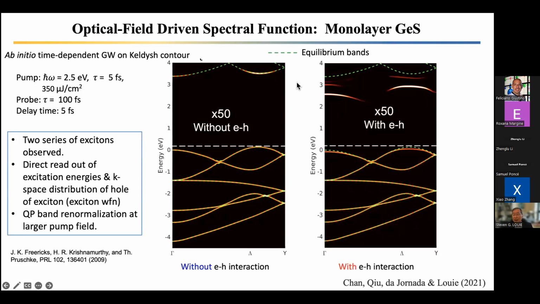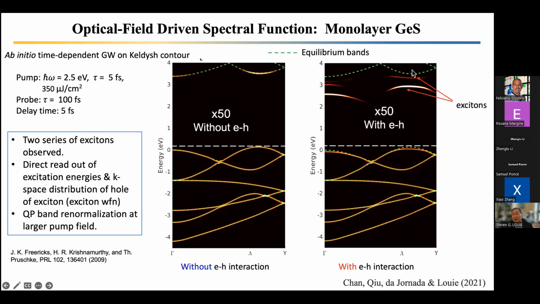Now, on the other hand, if I include electron-hole interaction, then what we find is new features near the conduction band. And those new features, in fact, correspond to excitons. You get a series of excitons near gamma and a series of excitons near lambda as given by the GW Bethe-Salpeter equation calculation that you could normally do.